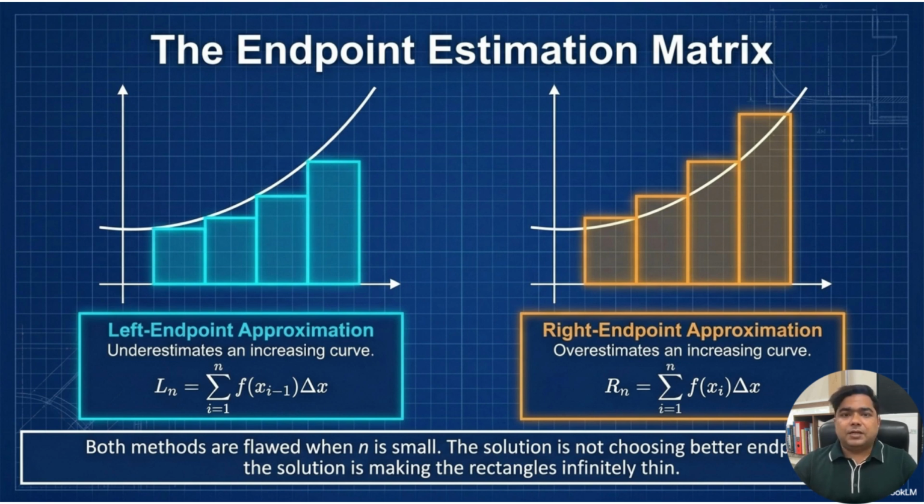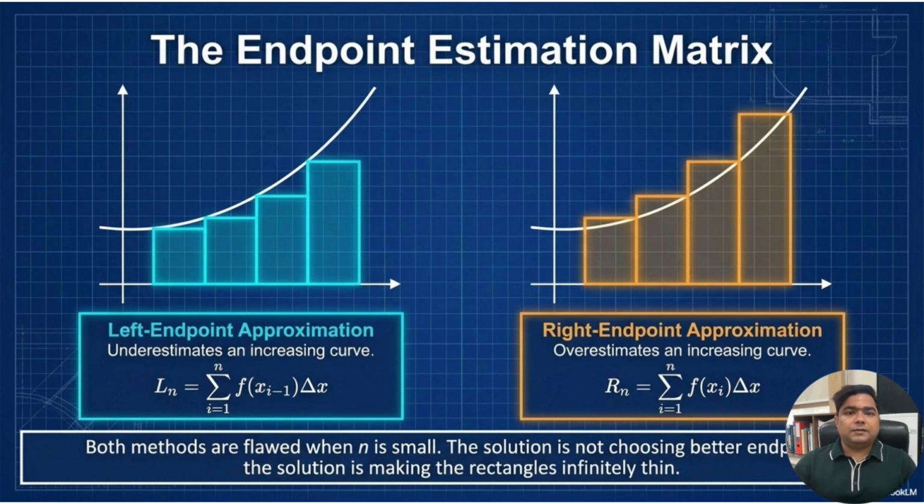On the right side, we see the right endpoint approximation. In this method, we choose the height of each rectangle using the function value at the right side of each subinterval. If the curve is increasing, then the right endpoint is usually higher than most of the curve over that interval. So the right endpoint method tends to overestimate the area.